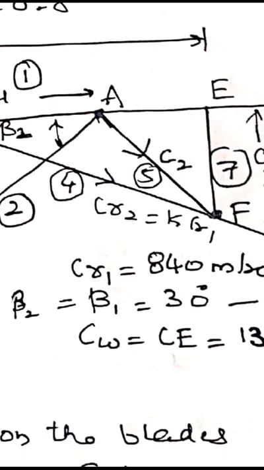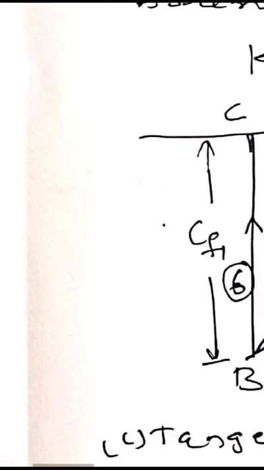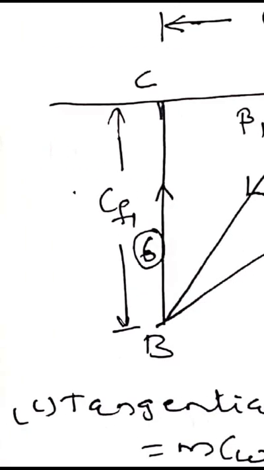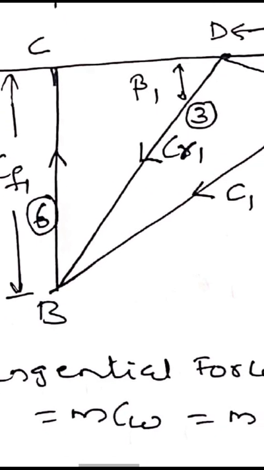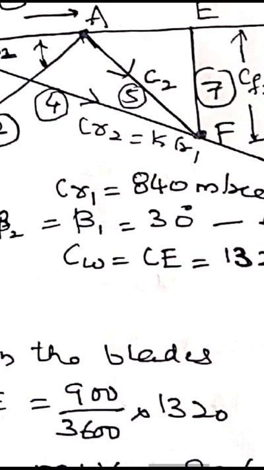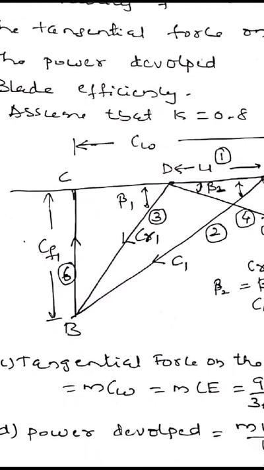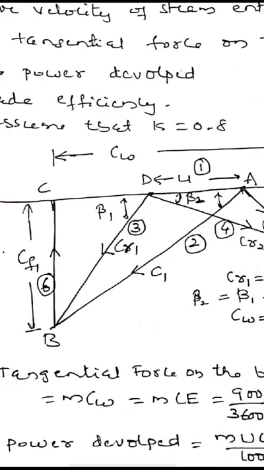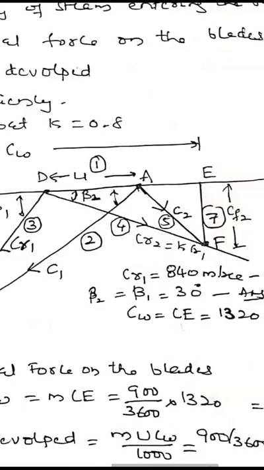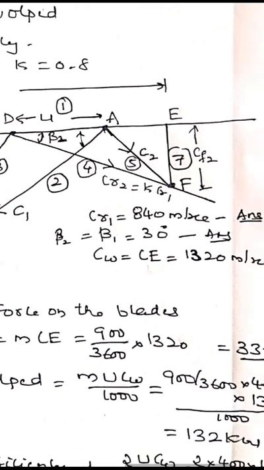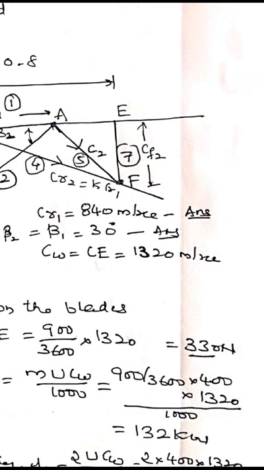Then drop a perpendicular from F to the horizontal line and also from B to the horizontal line. Then measure this EC. EC gives Cw. Cw will be equal to 1320 meters per second.